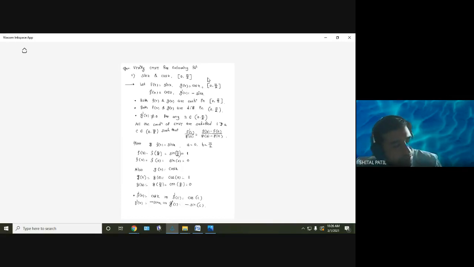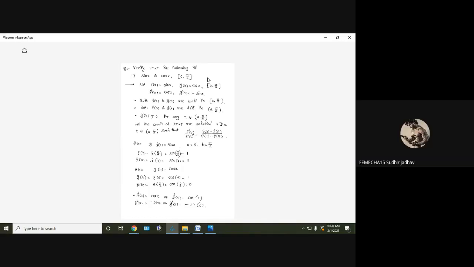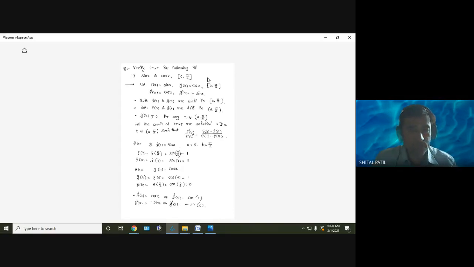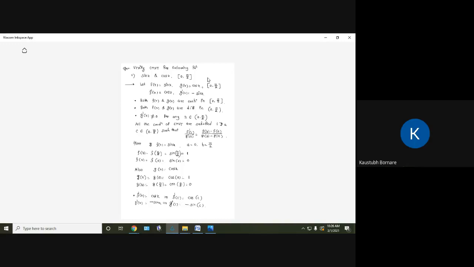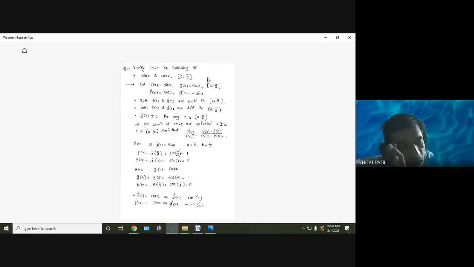Let me change the page. 1 मिनिट सर. Oh, okay, no problem. Right. सर वो साइन अपॉन कॉस जो इसको कन्वर्ट करना है या वैसे रहने देना है? Somehow we want to find C, so we have to convert it. ओके सर.